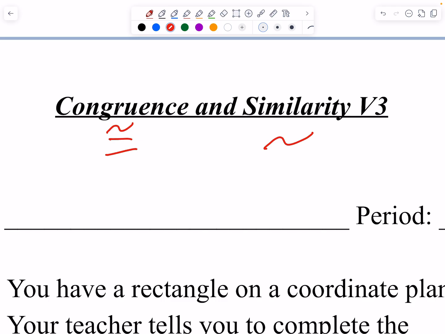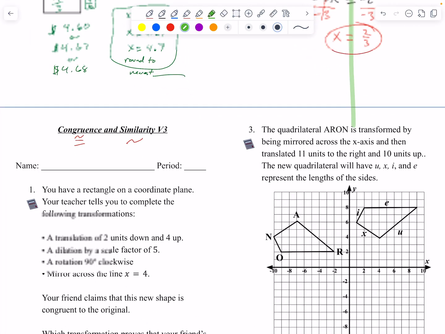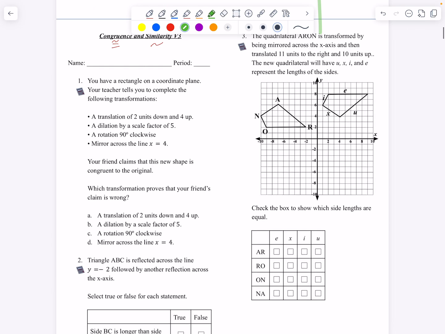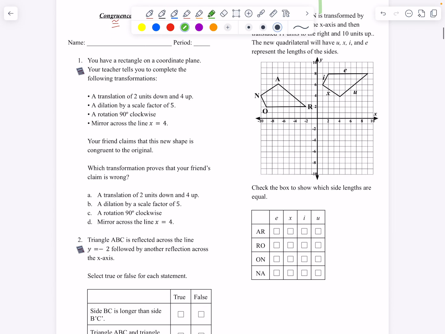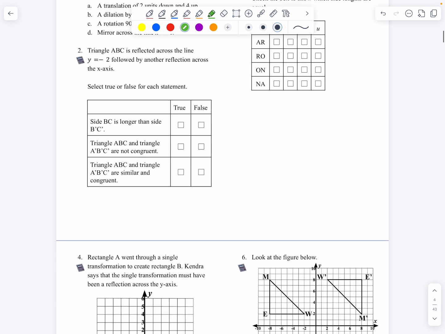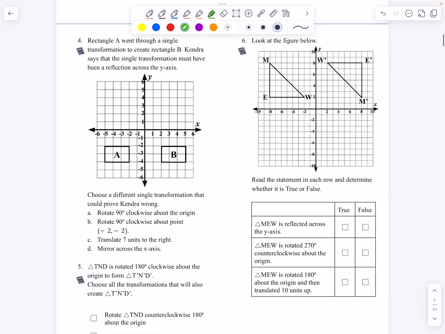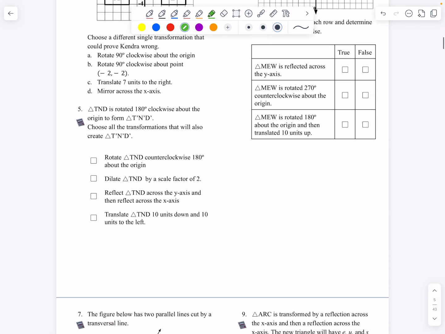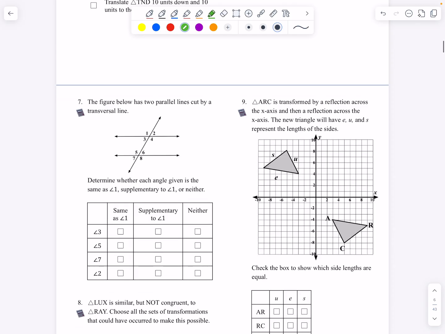So what's the key difference? With similarity, there's no equal sign. That just means they look the same-ish. Okay. So we're talking about shapes basically. And if I'm looking at it, there's some graphs. It looks like we're going to match some sides there. There's a triangle that we're dealing with, the rectangles, more graphs, more things about reflection, rotation. So we're doing transformations here.